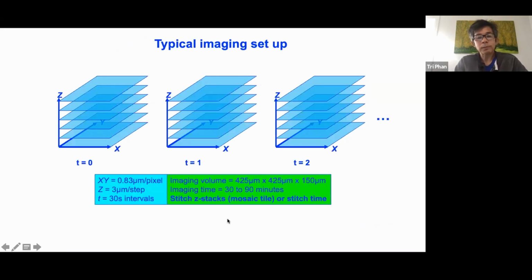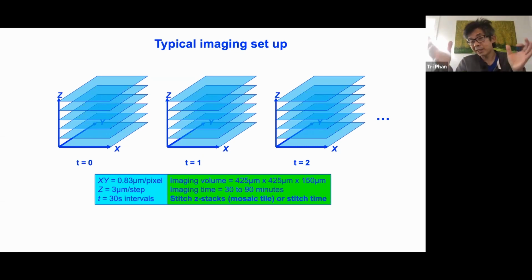Okay, and then this is how we typically image. We would take Z-stacks, typically 3 micron steps, although for fine imaging, we may take 1.5, but not much smaller because of the point spread in the axial plane. And we normally image at 30-second intervals. So we capture these Z-stacks, typically 30 Z-stacks, 30 seconds apart. And so we actually end up with a not unreasonable imaging volume of 425 by 425 by 150 microns.